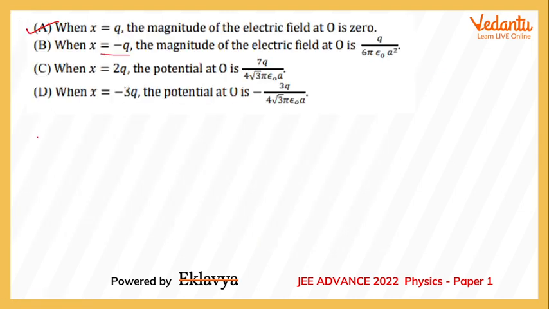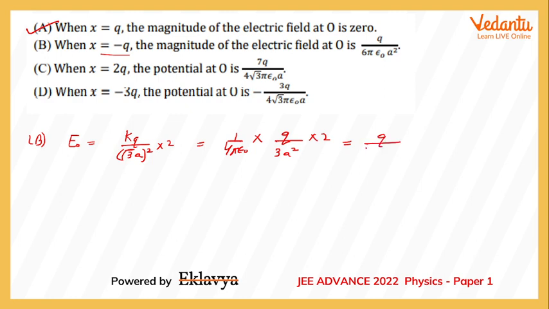So to check option B, we are going to write electric field at O as electric field due to one charged particle into 2. So we are going to write 1 upon 4 pi epsilon naught into q upon 3a square into 2. So this is what we are going to write. So this becomes q divided by 6 pi epsilon naught a square, which is what is given in option B. So option B is correct.